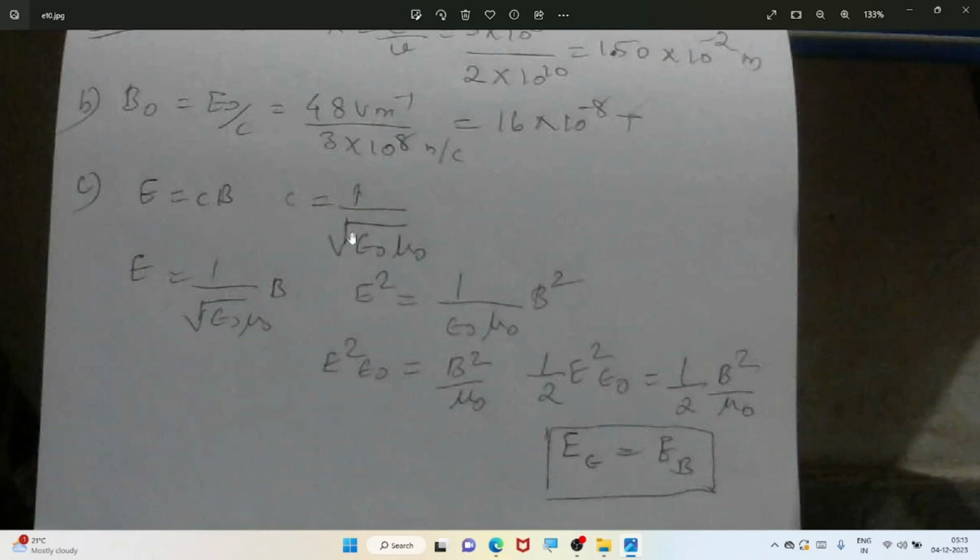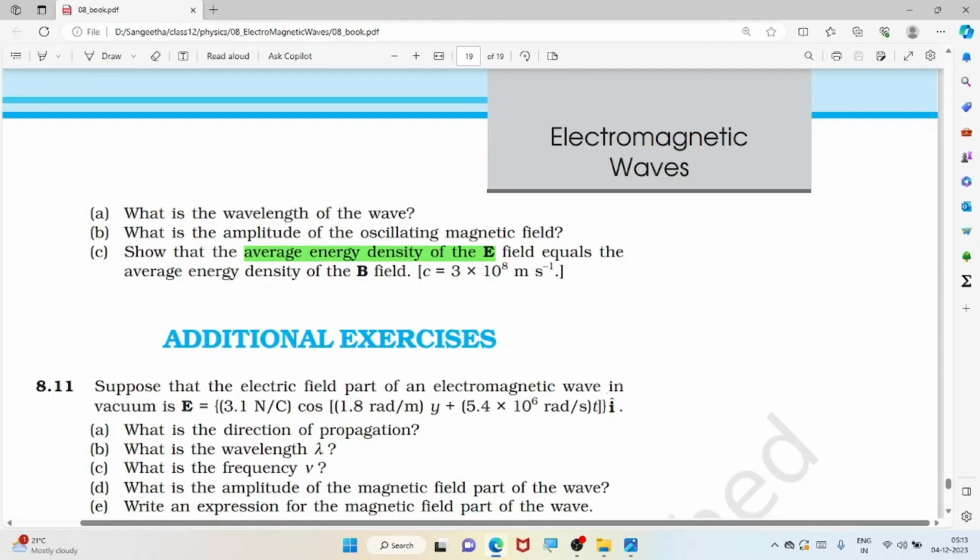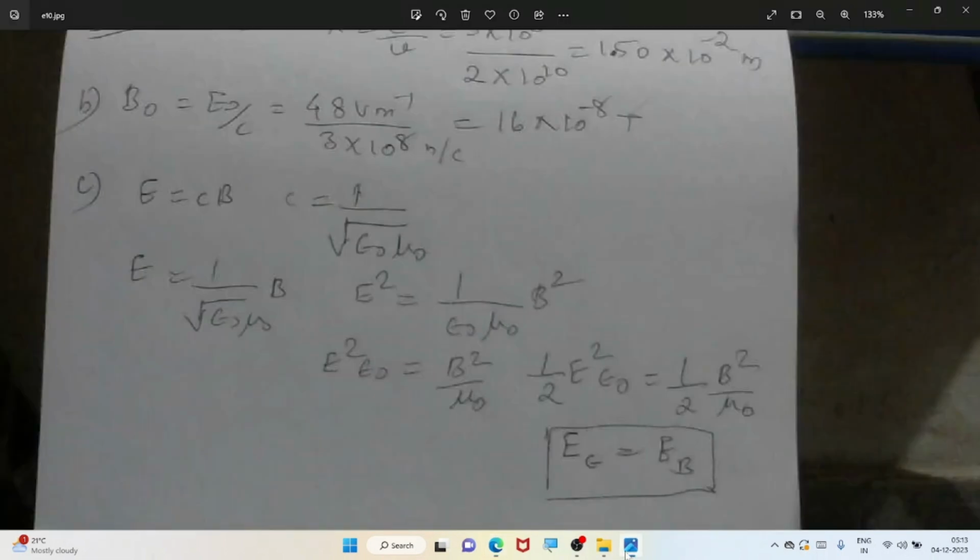C equal to 1 by root of mu naught epsilon naught. This is also given in the book. Using that formula here, when you square, the root will cancel. This is equal to the average electrical energy density of the component, and this is equal to the average magnetic energy density. Average energy density of E, average energy density of B. If you substitute the values, you will find these two are equal.